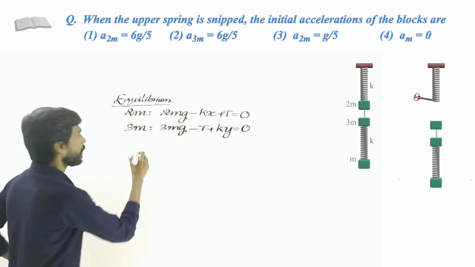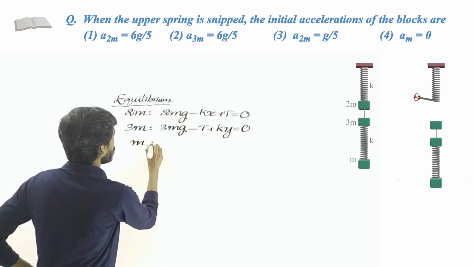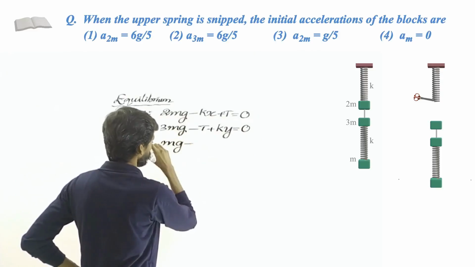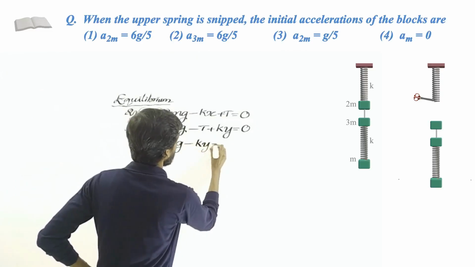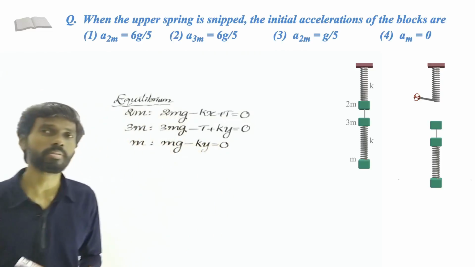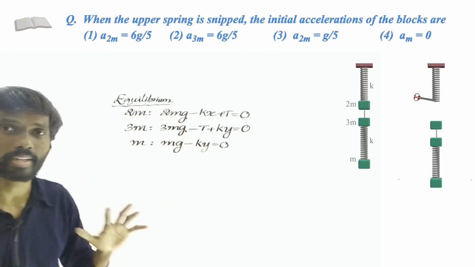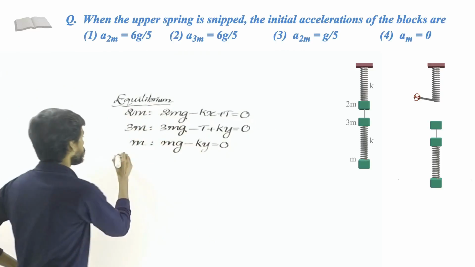Now the last one, m. That has mg minus the spring force, so minus ky, and that equals 0. So that's it. This is when the system is in equilibrium. So these are the equations. Okay, done.